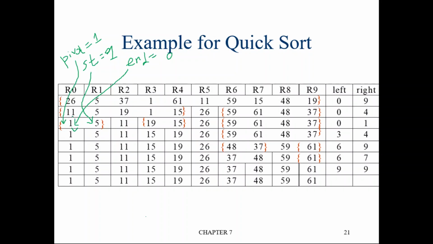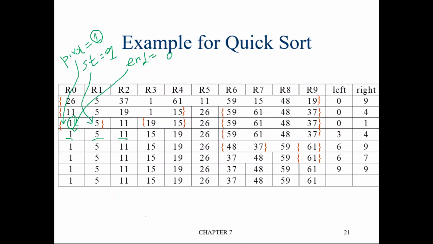But what is the element at end location? 1. And what is pivot element? Both are same. So there is no point in exchanging or swapping. Even if you swap, it will remain the same. So this is already sorted. So now what happened after this? After this, 1 is in the correct position, 5 is in the correct position, 11 is also in the correct position.